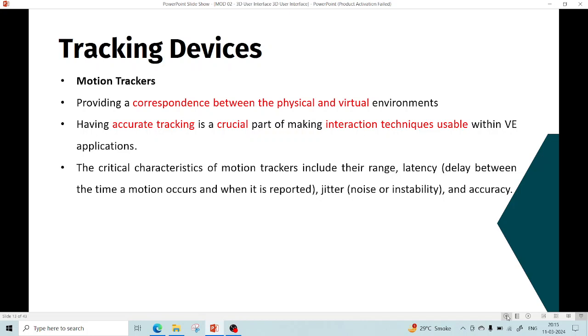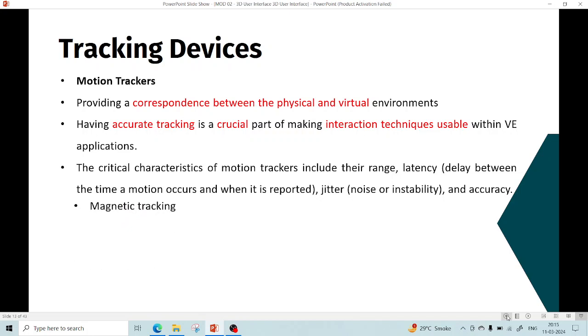the range in which the system will work effectively. Latency, that is delay between the time of motion occurs and when it is reported into the system. Jitter is basically noise or instabilities or external disturbances which are happening in the environment, and the accuracy of your sensory system.